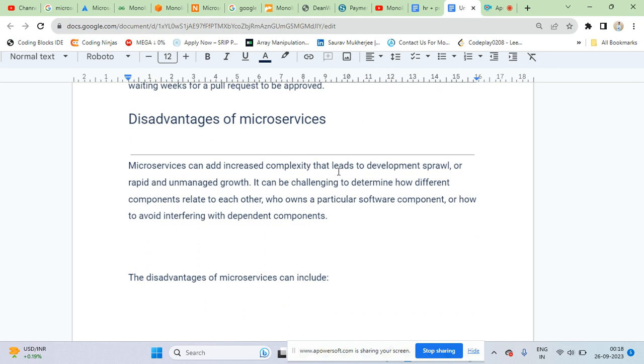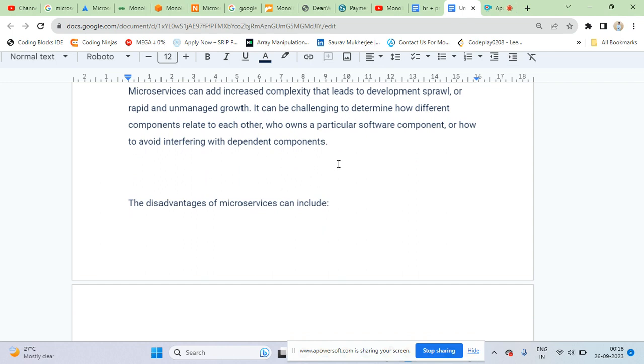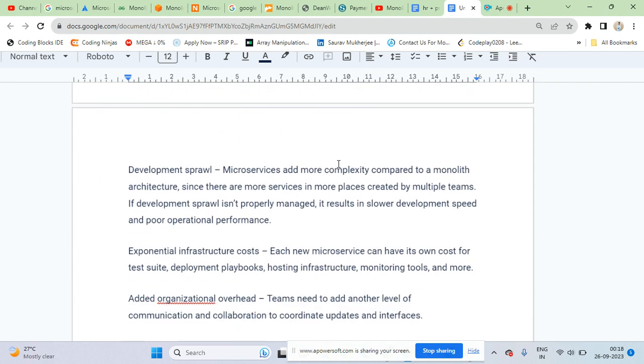First of all, that leads to development sprawl, or rapid and unmanaged growth, where it is challenging to determine how components are related to each other. So first is development sprawl, and more complexity. Since it is microservices, the overall development process is not that straightforward.